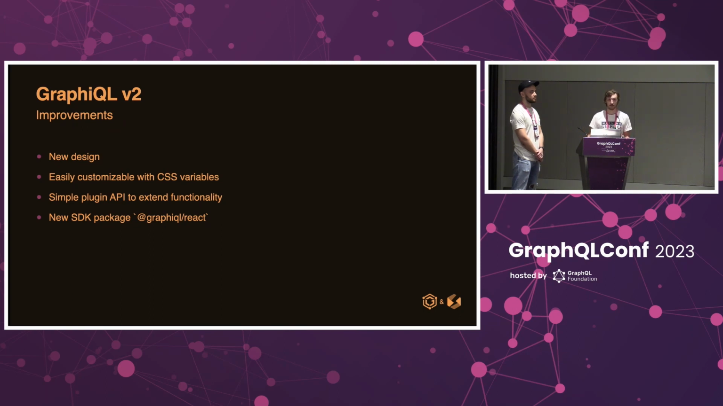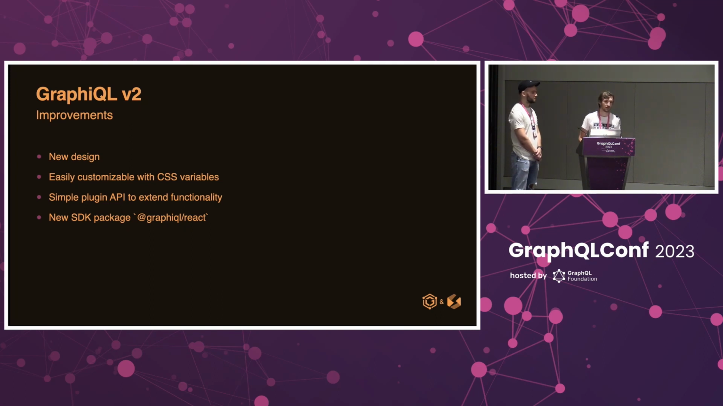And if you remember, the other limitations that we saw in version 1 were around functionality and extensibility. And obviously, we also wanted to improve on that side. And what we did here was shipping a very simple plugin API, which allows you today to add your own functionality into GraphiQL. And also, even beyond that, we released a new so-called SDK package called @graphiql/react, but more on that in a second. Because first I want to talk a bit about plugins.